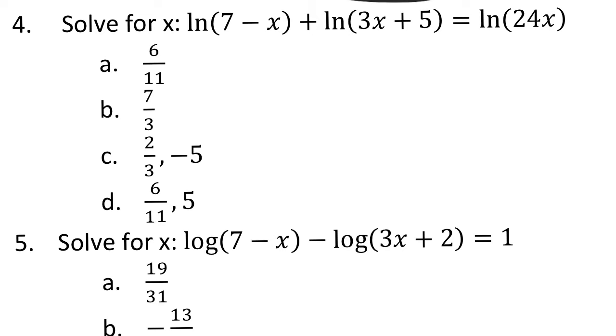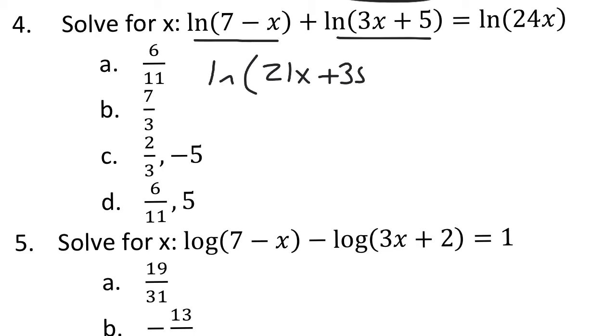Number 4 is kind of a lengthy problem. You want to first put a couple of logarithms together into a single logarithm, the natural log, and in order to put two logarithms that are added together, you FOIL the arguments, or you multiply the arguments. So it would be 21x plus 35 minus 3x squared minus 5x equals the natural log of 24x.